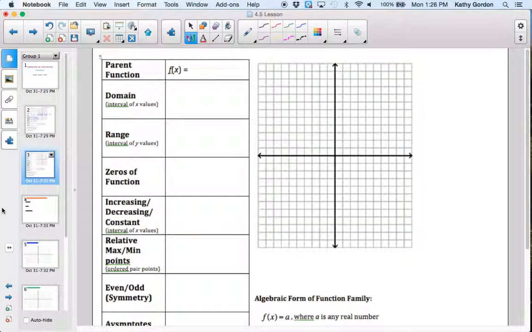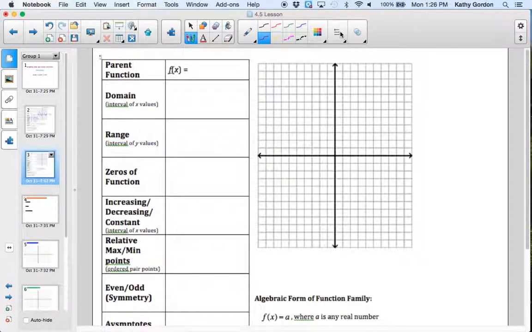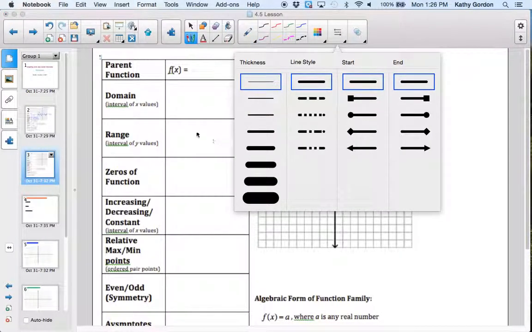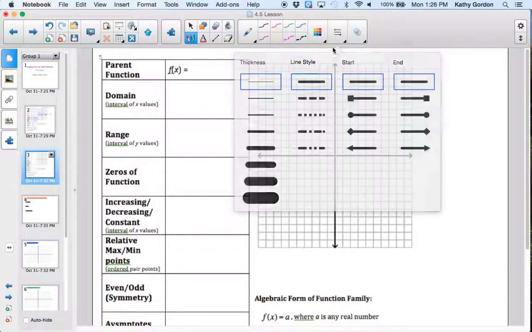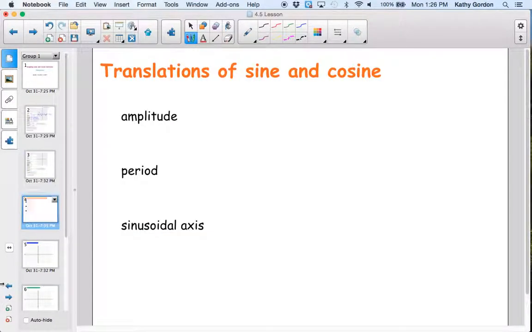All right, so part of your homework tonight, I want you to analyze cosine. You're going to draw it, you're going to analyze it, it's part of your homework tonight. Now, really quick, to show you what you actually need to do in the homework.